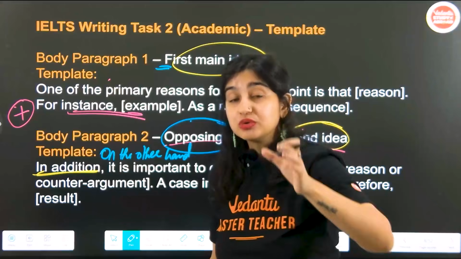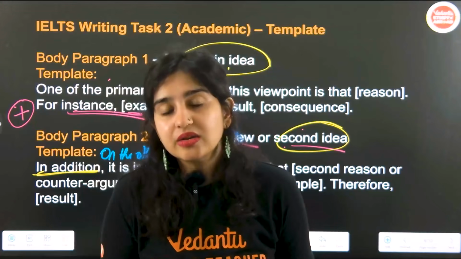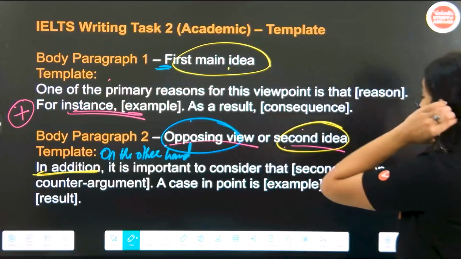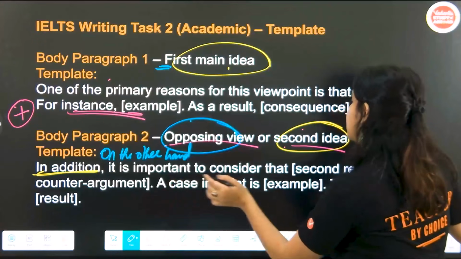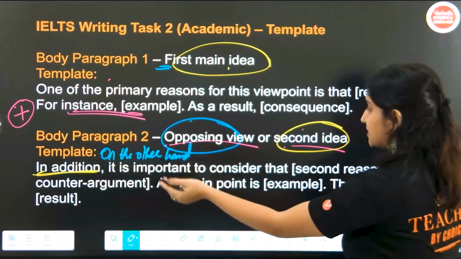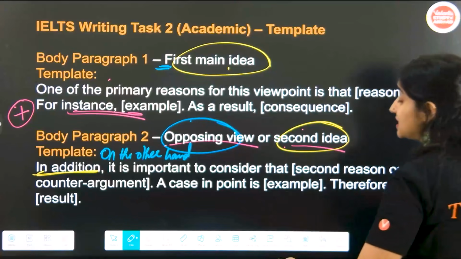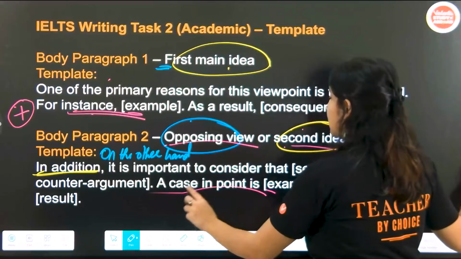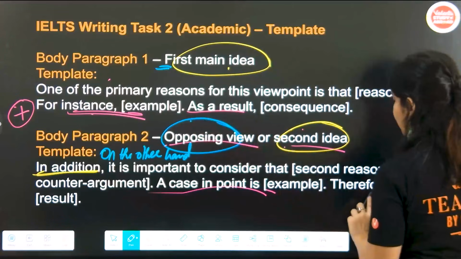For those of you who don't know about these starting phrases, I urge you to watch a video that I've made on this very topic where I'm giving you starting phrases for the essays. All right, so you can use this, and then it is important to consider that counter argument. A case in point is, again another example. So you can see different ways of citing examples over here as well. For instance, a case in point is, therefore, as a result, all synonyms.